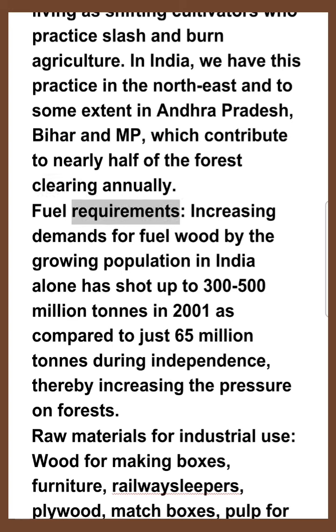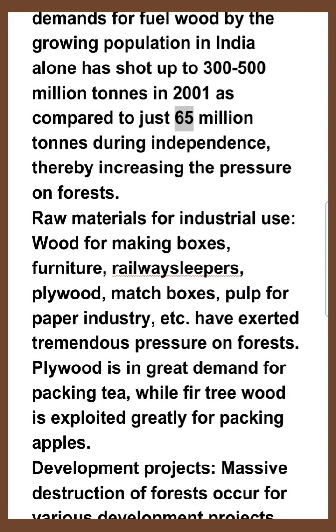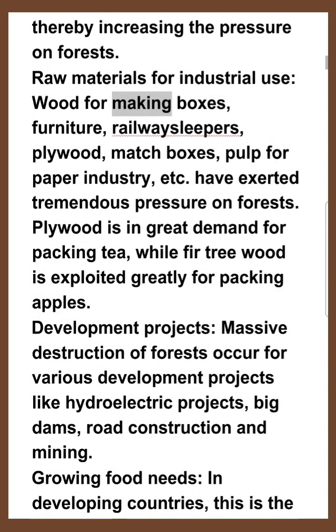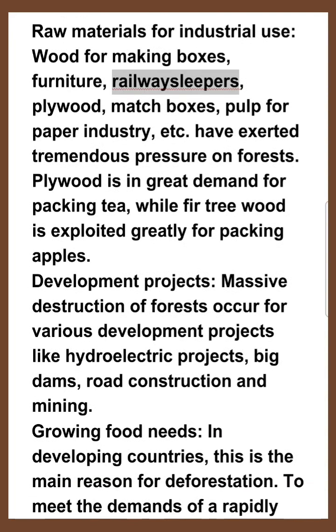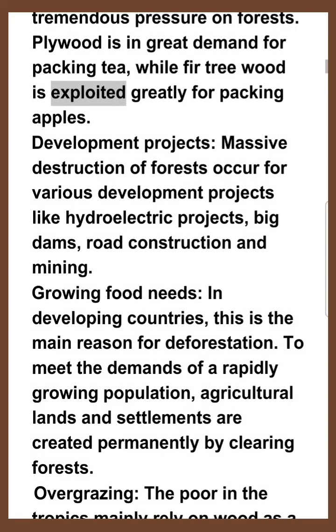Fuel requirements. Increasing demands for fuel wood by the growing population in India alone has shot up to 300 to 500 million tons in 2001 as compared to just 65 million tons during independence, thereby increasing the pressure on forests. Raw materials for industrial use: wood for making boxes, furniture, railway sleepers, plywood, matchboxes, pulp for paper industry, etc. have exerted tremendous pressure on forests. Plywood is in great demand for packing tea, while fir tree wood is exploited greatly for packing apples.